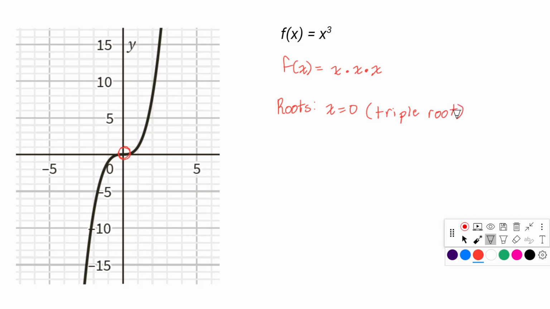So if you have a curve moving along like this, you can consider it to have a triple root if the graph is going through the x-axis like this. It's going to be an odd number of roots when the curve continues on with a slightly different rate of change.